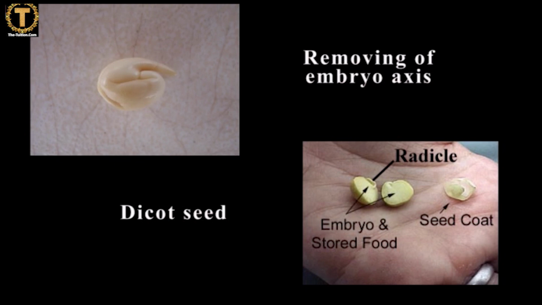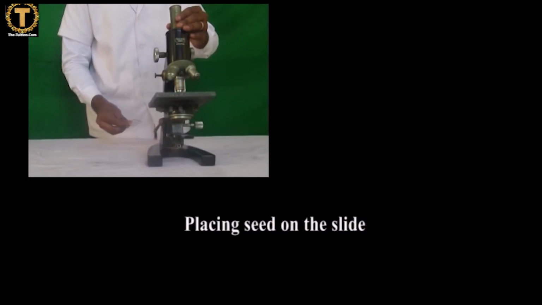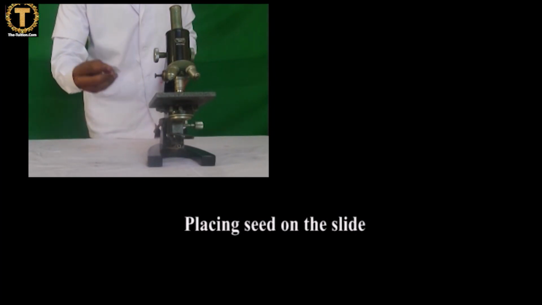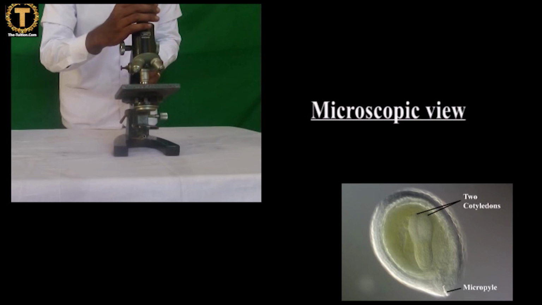Now slowly remove the embryo axis with a needle and place it on the slide. Observe these three parts of the seed obtained. Record your observations and draw diagrams.